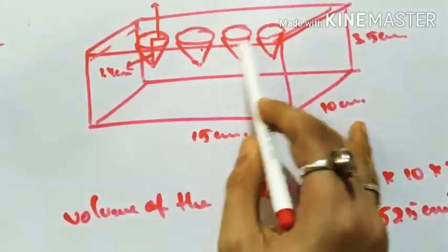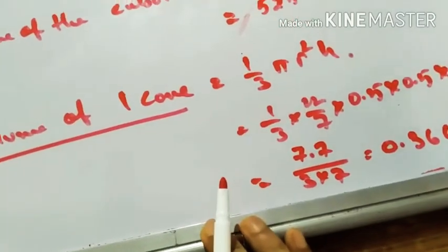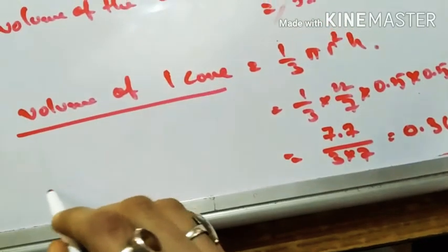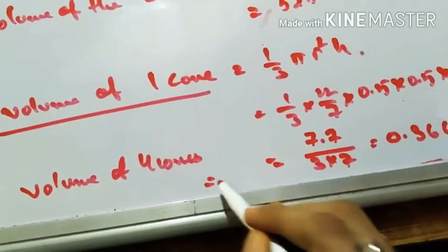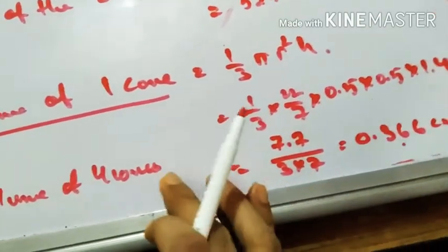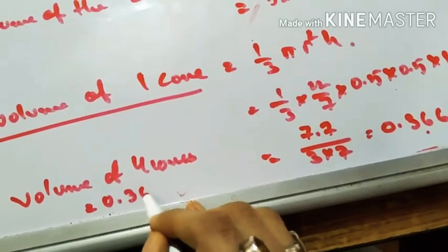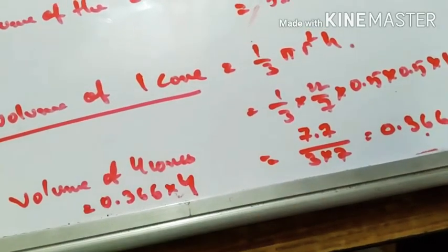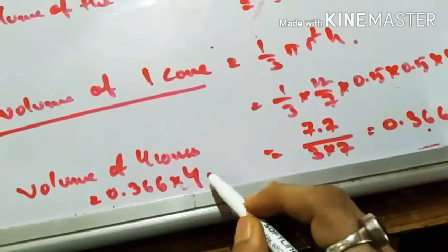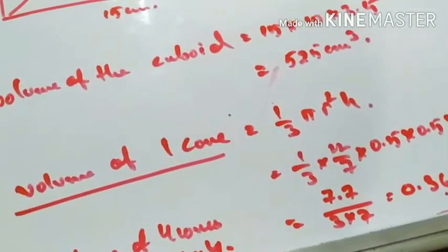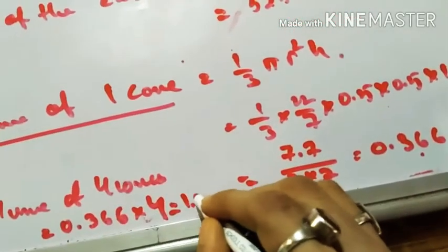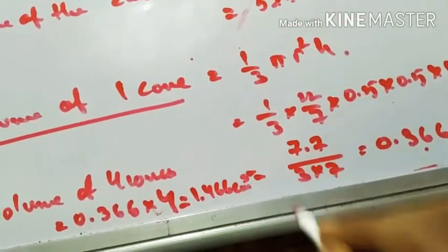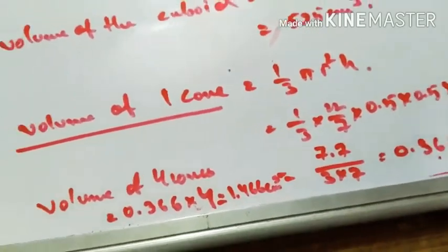I have to find the volume of 4 cones. So next I will write volume of 4 cones. It will be equal to 0.366 into 4, and I will get 1.466 centimeter cube.